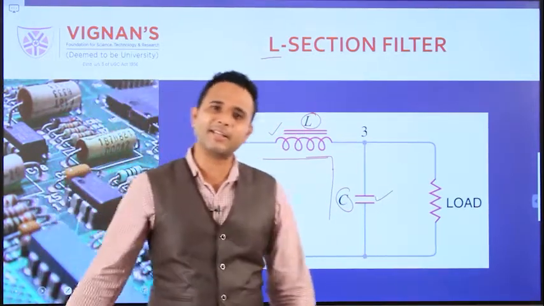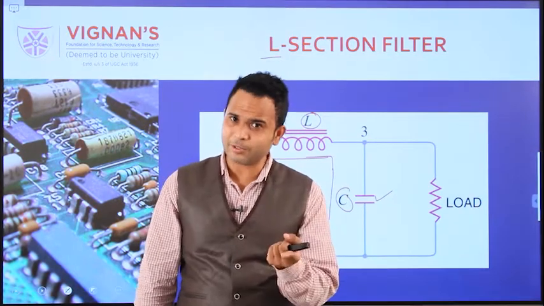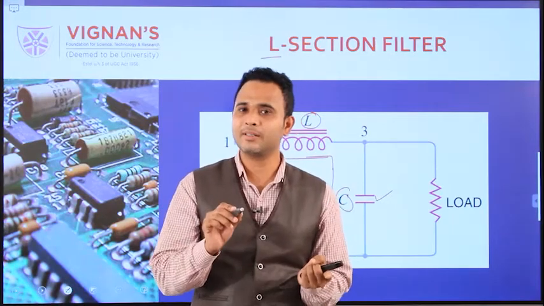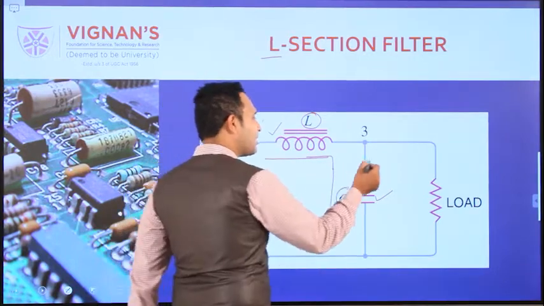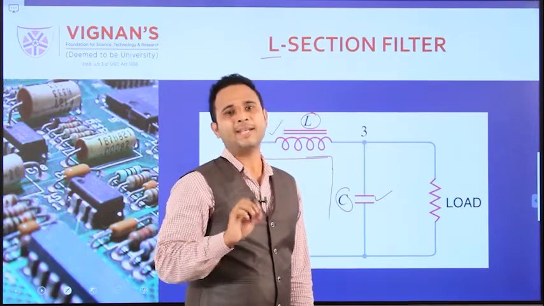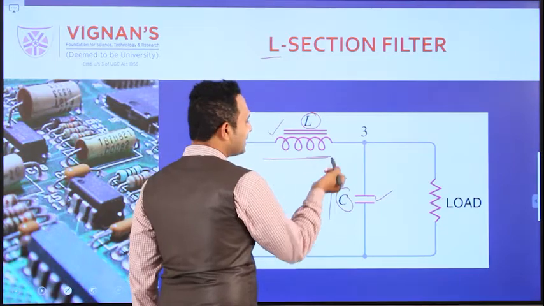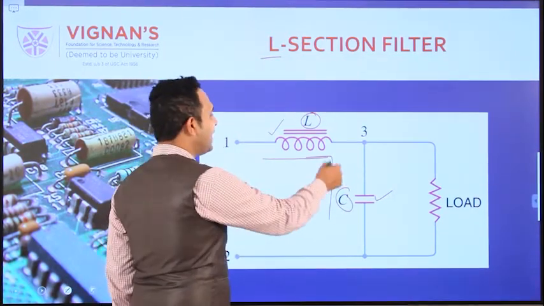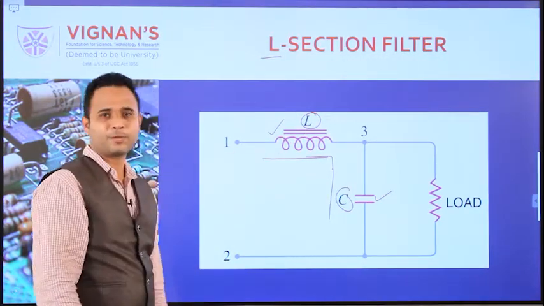Why is the inductor connected in series? Anyone? I already told you, the inductor stops the AC and only allows the DC. Why is the capacitor connected in parallel? The capacitor allows the AC and stops the DC. That's why we connect the inductor in series and the capacitor in parallel. So the shape is an L shape, and that's why this filter is named the L section filter.